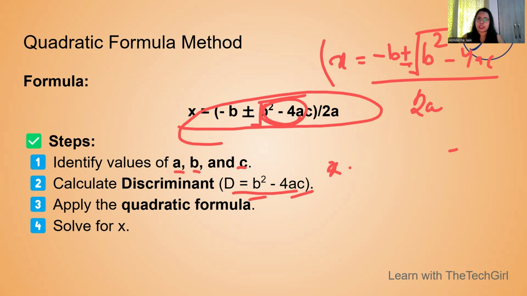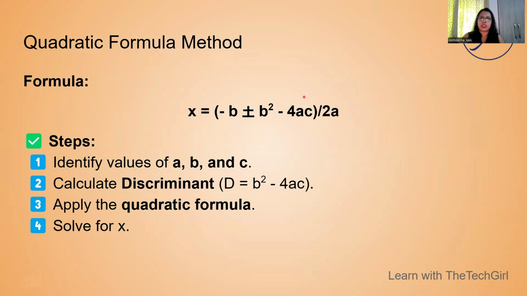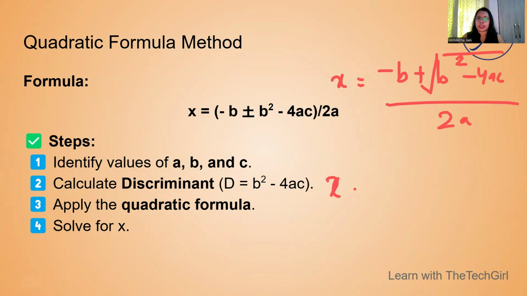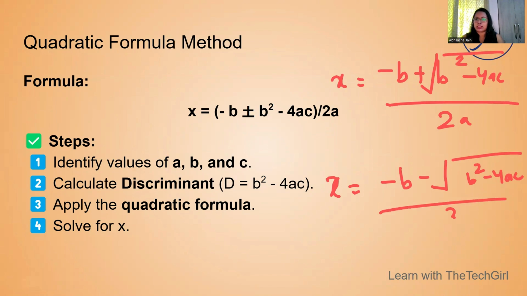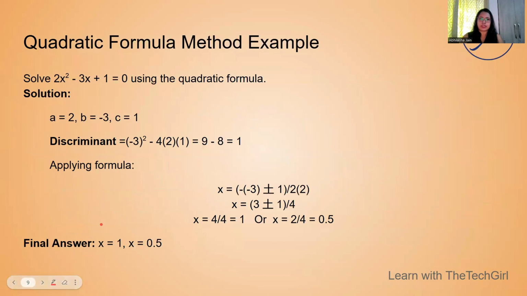So your one x value is minus b plus root b square minus 4ac over 2a. And the second value is minus b minus root b square minus 4ac over 2a. That's what you mean by plus minus, that you're going to get two different values. Okay? So that's the formula we are going to use. Let's look at an example to see how to do this.